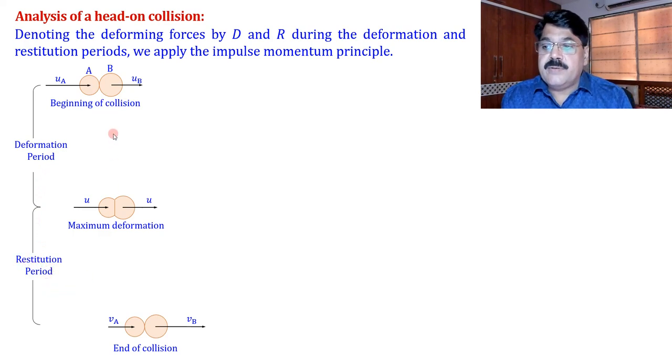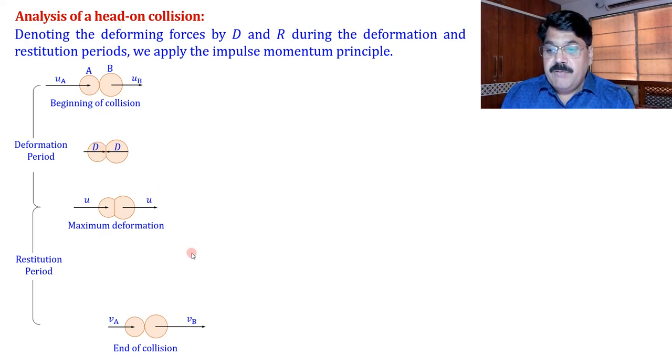And during the deformation period, the interaction forces, or deforming forces, we are denoting by D. So let us see here, deformation is not complete. You can see here deformation is smaller than this maximum deformation. On this body, apply the deforming force towards left, say this. This deforming force is on body A due to body B. Similarly, the deforming force on body B due to body A will be towards right, this way.